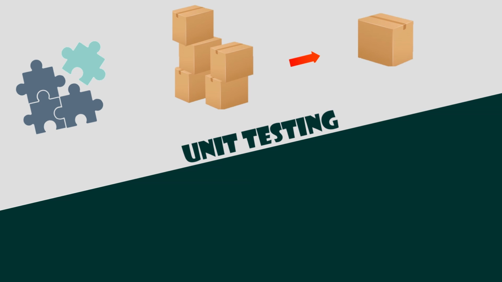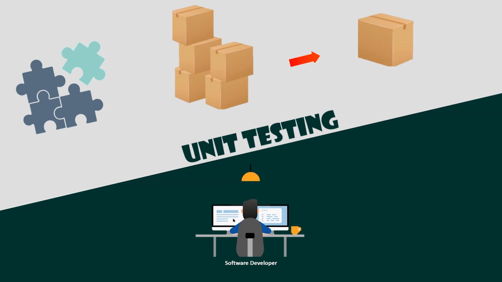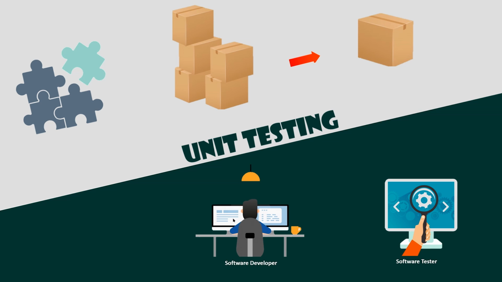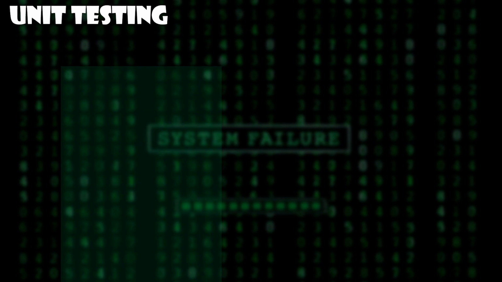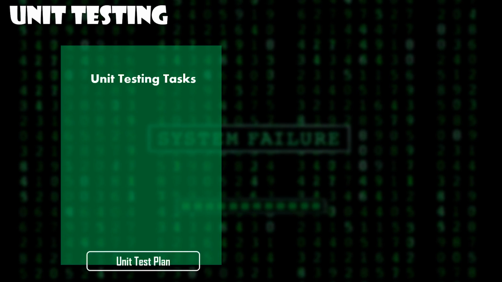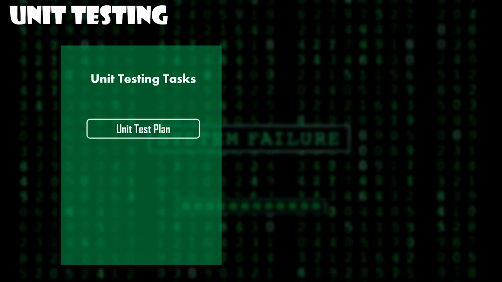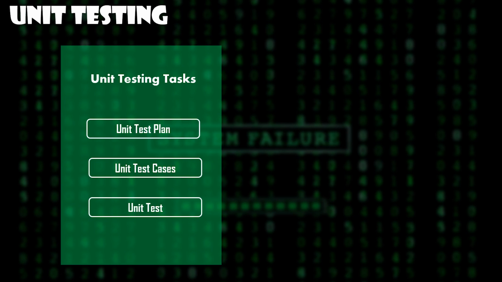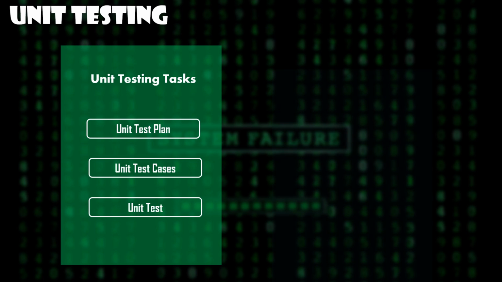Now, who performs this unit testing? It is normally performed by the software developers themselves or their peers. In rare cases, it may also be performed by independent software testers. Now let's have a look at the unit testing tasks. First we have the unit test plan, under which we prepare, review, rework, and form the baseline. Next we have the unit test cases or scripts, where again we prepare, review, rework, and check the baseline of the scripts. And finally we have the unit test step, where we perform our final task.